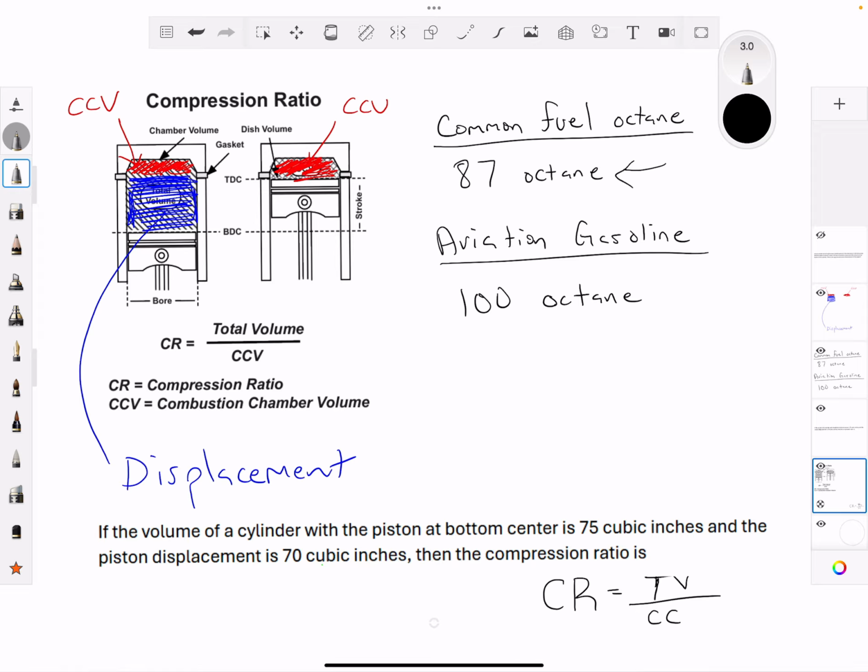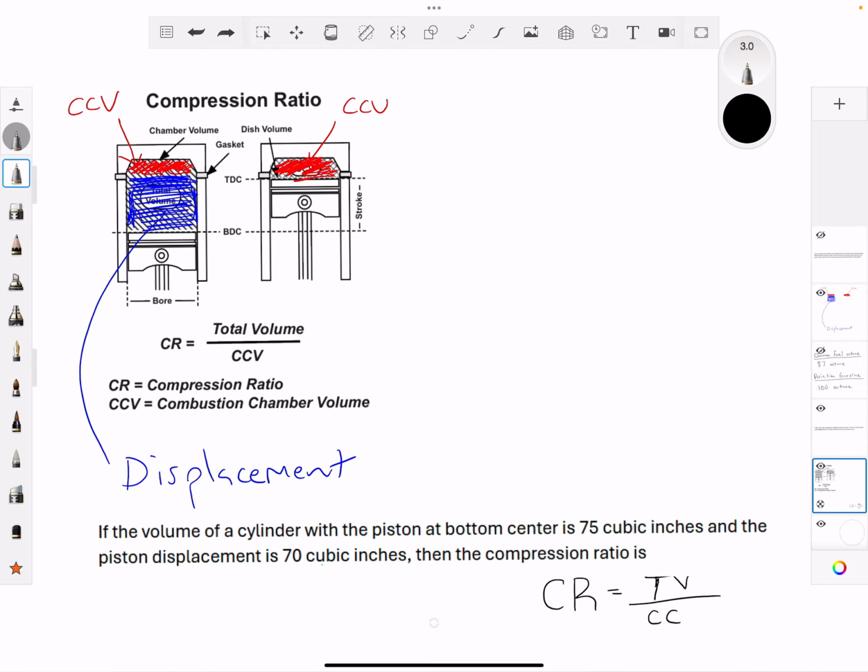It's 87 octane for your car. But the aviation gasoline, or avgas, is 100 octane. That means I can compress it to much higher pressures and higher temperatures before it's going to explode. We don't want it to explode before it's supposed to explode. If I put car fuel into an aircraft engine, because we're running such high compression ratios, it will explode before the spark plug goes off, and that would cause something called pre-ignition or detonation, which we don't want.